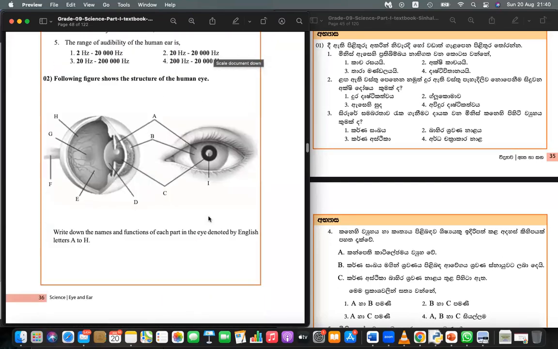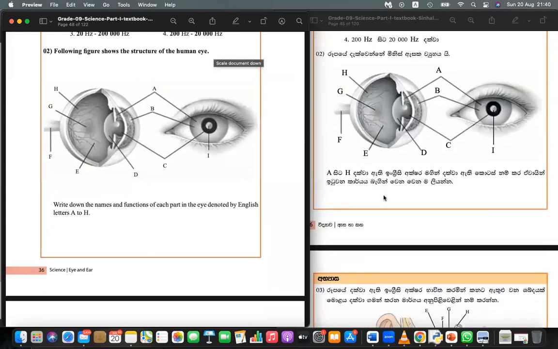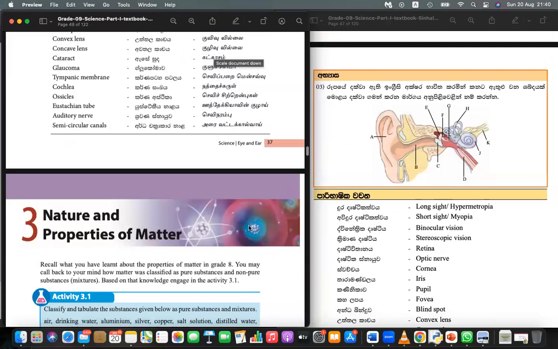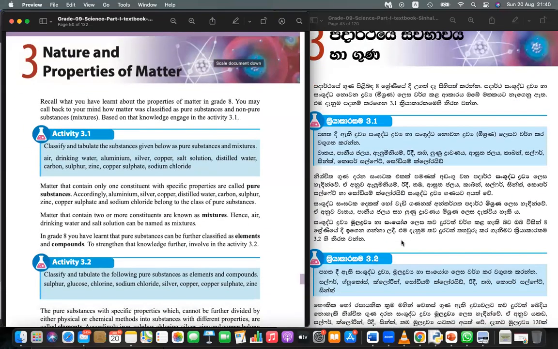Okay, 5 is basically the parts. We have done this exercise, right? 5 and 6 we have already done. Okay, with that, we need to move to the next lesson. I think we can start next week.